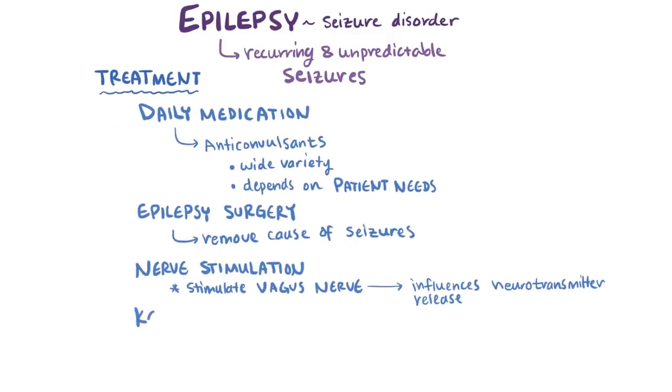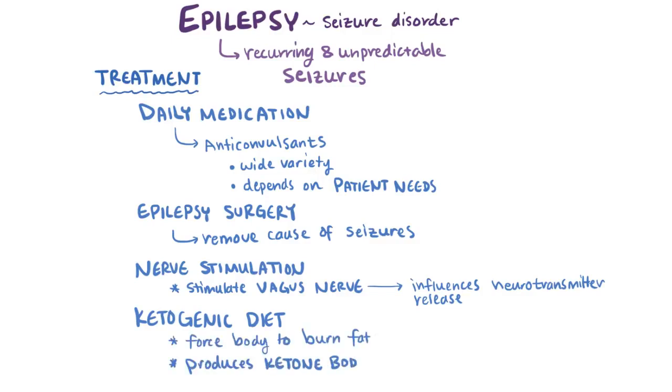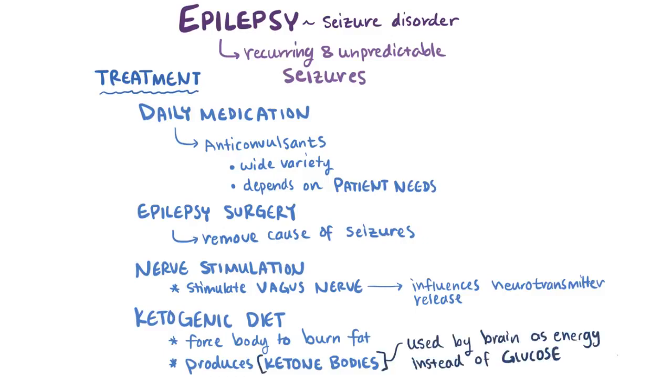Also, patients might adopt a ketogenic diet, which is a diet that forces the body to burn fat instead of carbohydrates, which produces ketone bodies which are then used by the brain as an energy source instead of glucose. Although many hypotheses have been suggested for why this seems to reduce seizures for some patients, the exact mechanism isn't very well understood.